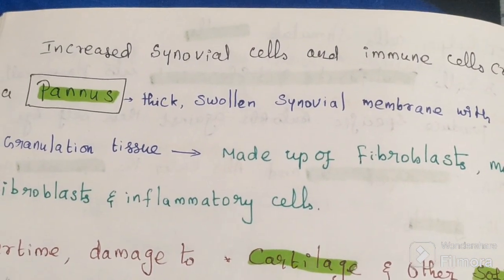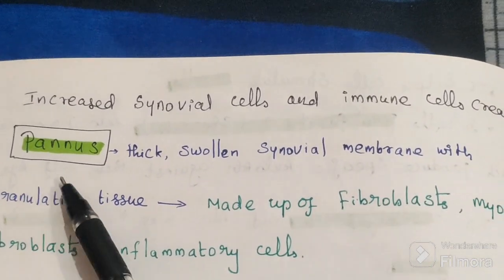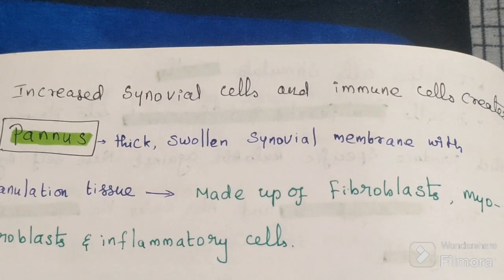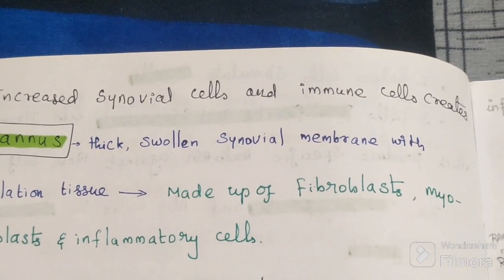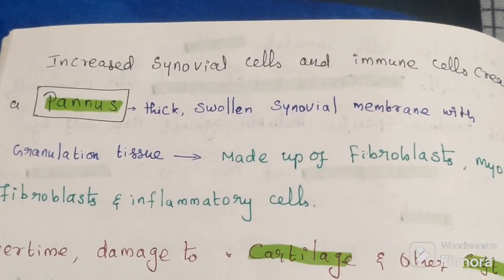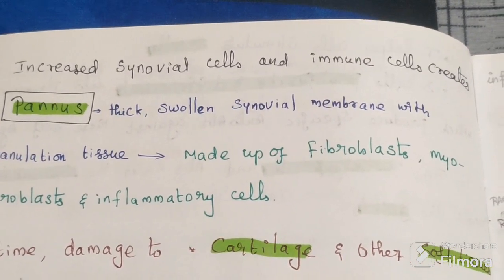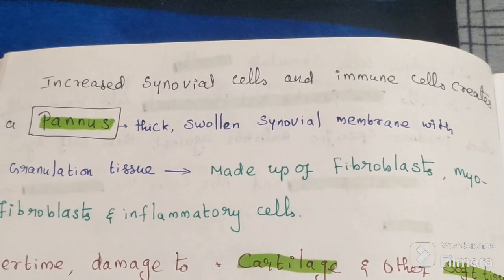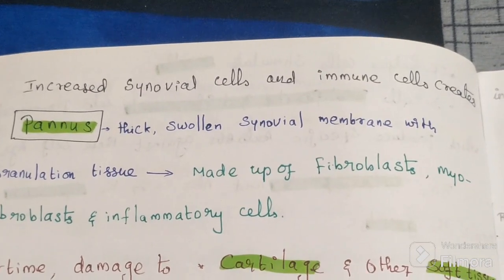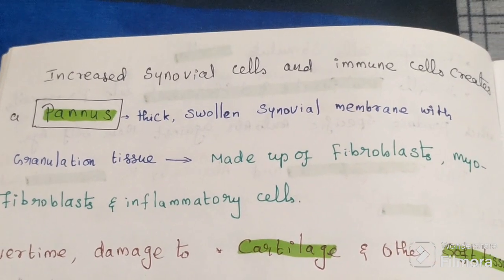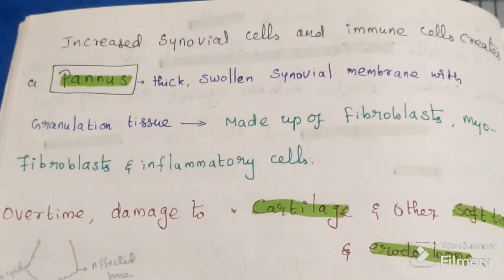The increases in synovial cells and immune cells create a pannus, which is a thick swollen synovial membrane with granulation or scar tissue made up of fibroblasts, myofibroblasts, and inflammatory cells.